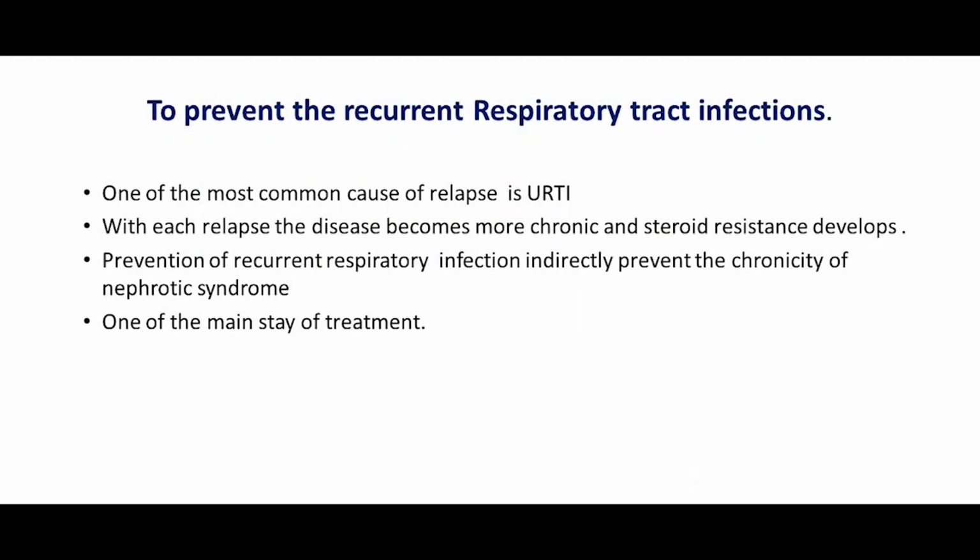Next, prevent recurrent respiratory tract infection. This is also a big problem, because every respiratory tract infection leads to further relapse of the case. One of the most common causes of relapse is upper respiratory tract infection. With each relapse, the disease becomes more and more chronic, and steroid resistance develops. So prevention of recurrent respiratory infection indirectly prevents chronicity of nephrotic syndrome. If you are able to control the upper respiratory tract infection and keep the patient free of it for 1 or 2 years, then naturally the chance of recurrence of nephrotic syndrome is also reduced. This is seen in practice, so this is one of the mainstays of treatment and has to be pointed out.